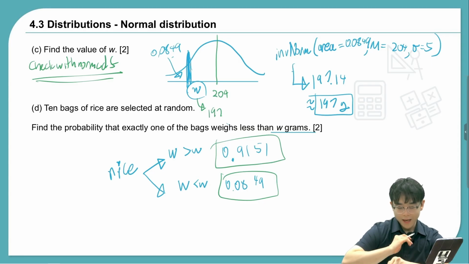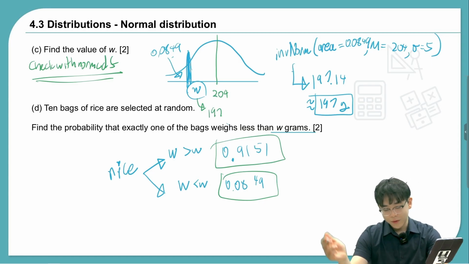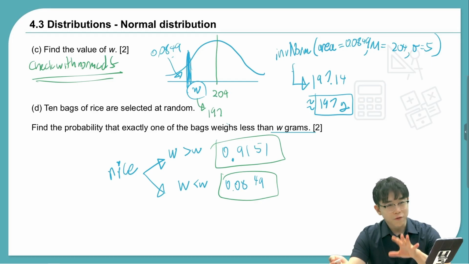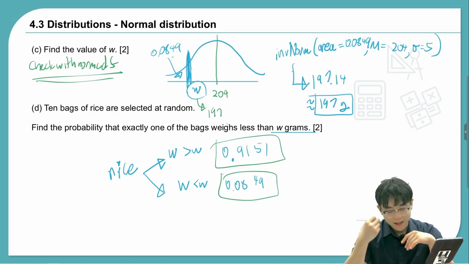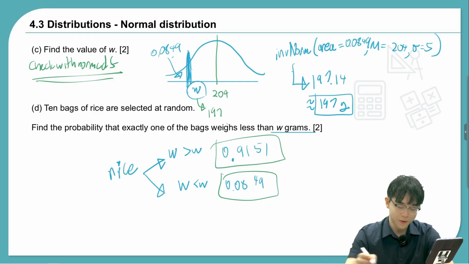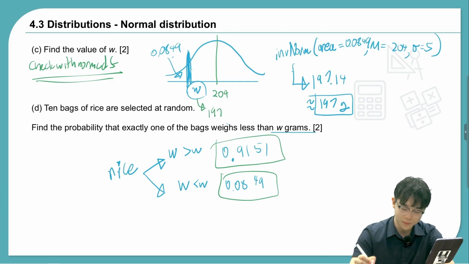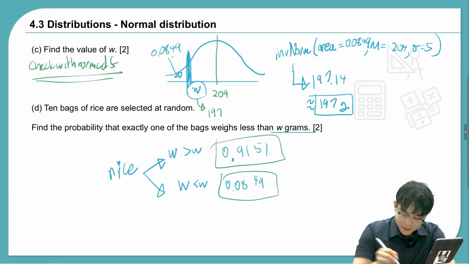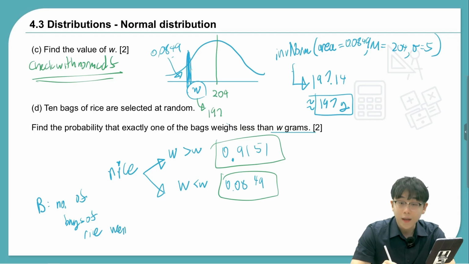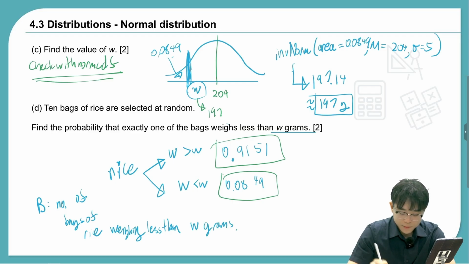But we actually have 10 bags of rice, each of which is identical, and we're counting how many of them weigh less than W grams. That's the definition of a binomial distribution. So you might say, let B be the number of bags of rice weighing less than W grams, in this case 197 grams.